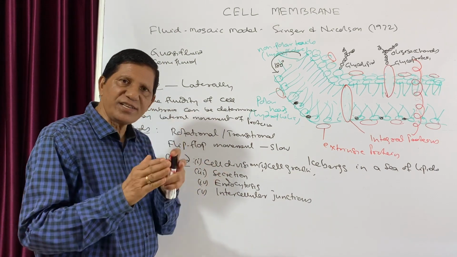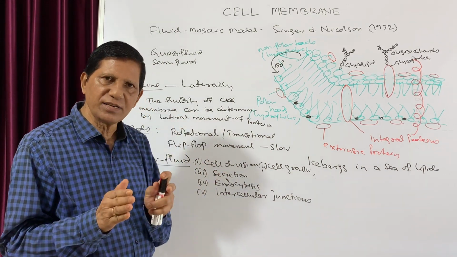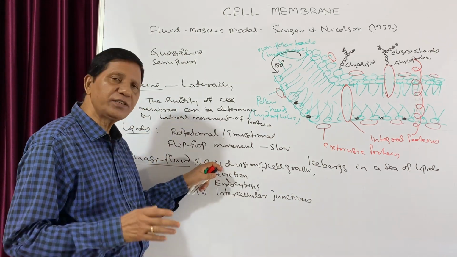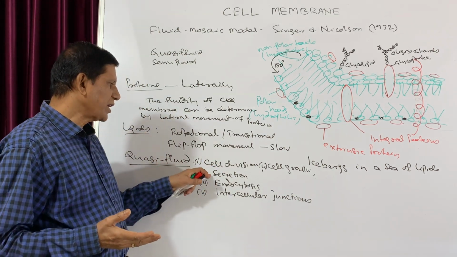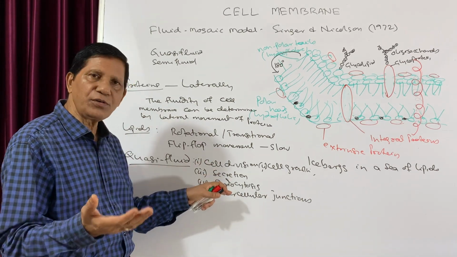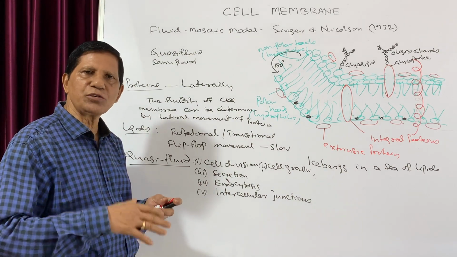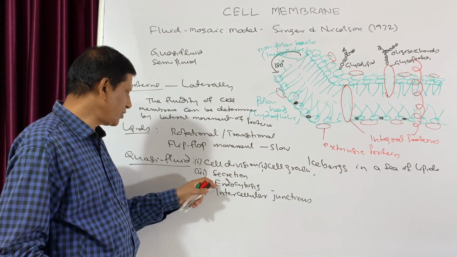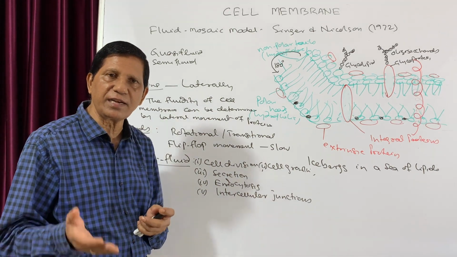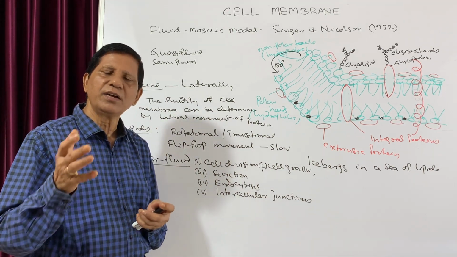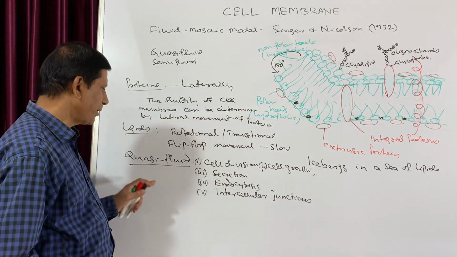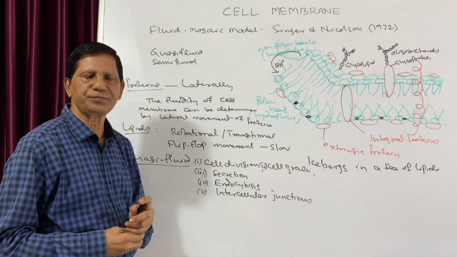When the cell divides, a single cell becomes 2 cells and in between one cell membrane is formed. That is possible because it is a quasi-fluid nature. Similarly, the secretion, excretions, they are possible. Endocytosis, when there is a phagosome, pinosomes are formed, that is also due to this quasi-fluid nature. Similarly, different types of intercellular junctions like desmosomes, tight junctions, or gap junctions, all are possible because of this quasi-fluid nature.